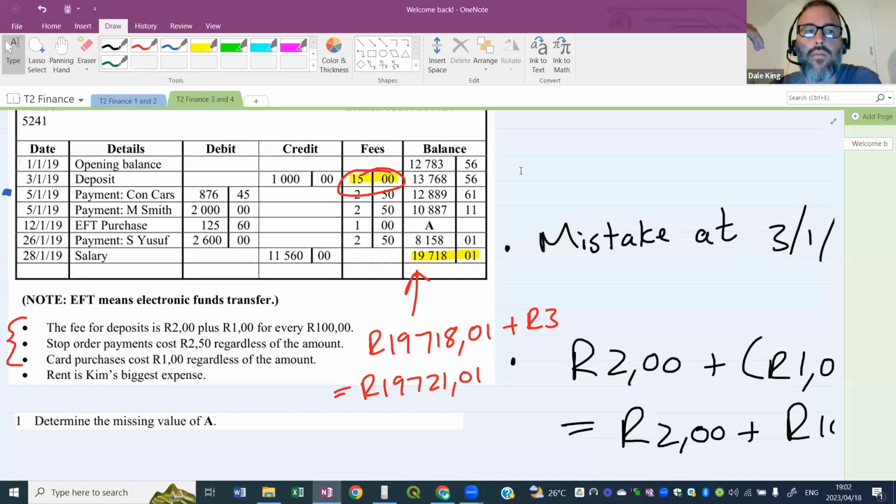You see? Okay, sir, I understand now. Yeah, okay. So they overcharged us. They charged us 3 Rand too much. So we're putting that 3 Rand back at the end of the month.